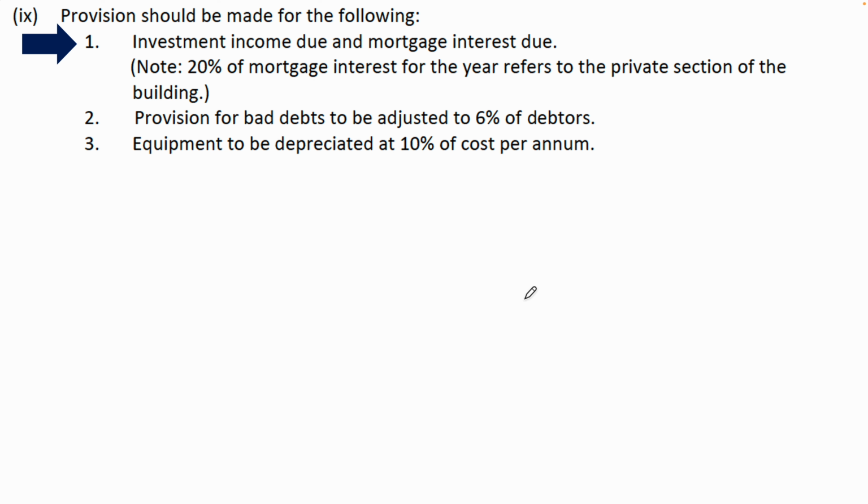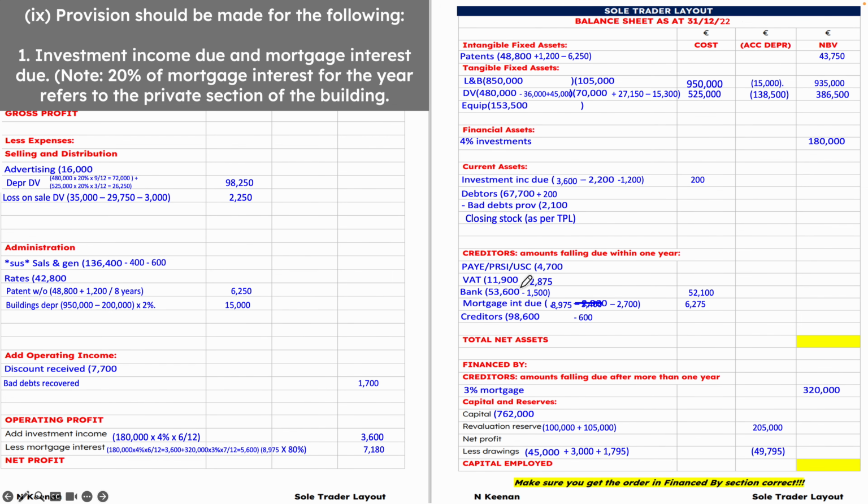So note number 9. Provision should be made for the following. Number 1, investment income due and mortgage interest due. And here it says, note, 20% of mortgage interest for the year refers to the private section of the building. Okay, so 20% of mortgage interest for the year refers to the private section of the building. So investment income due and mortgage interest due.